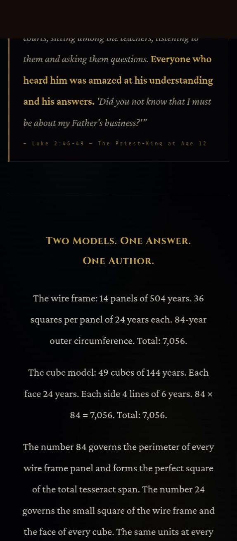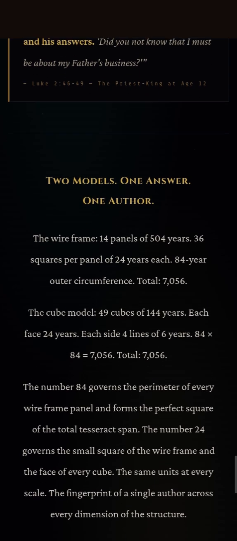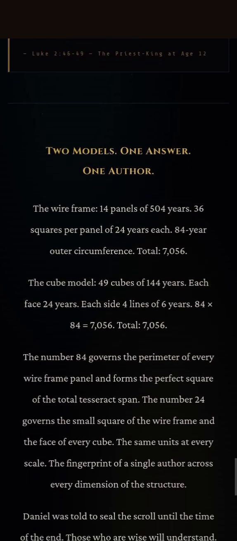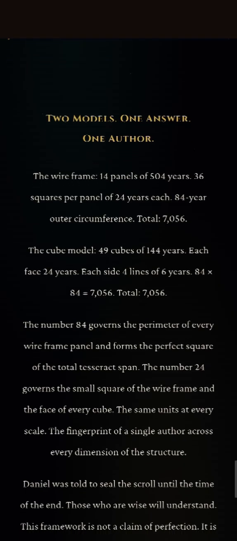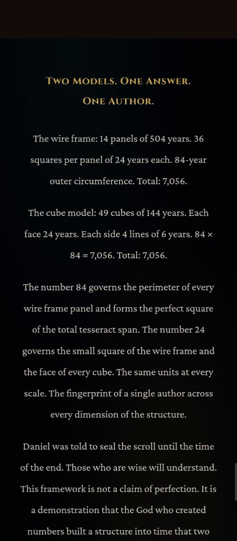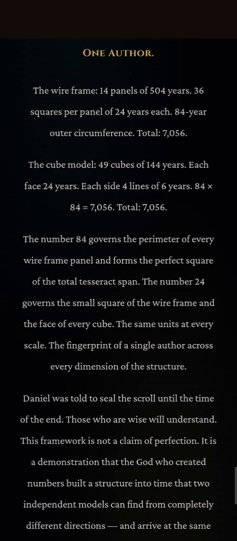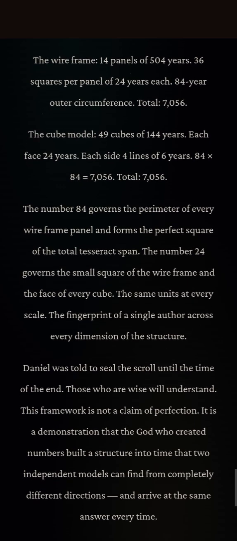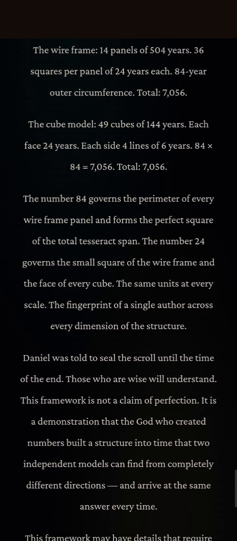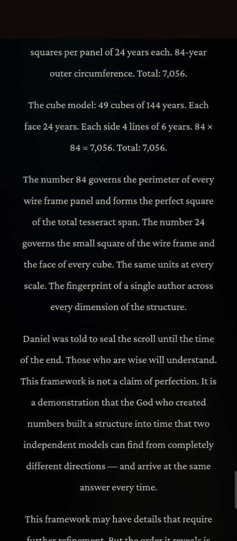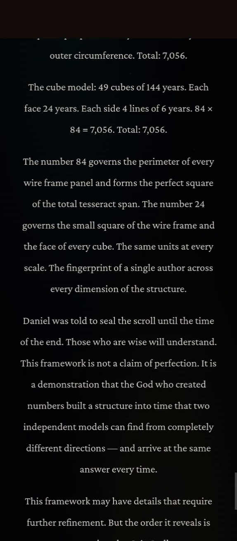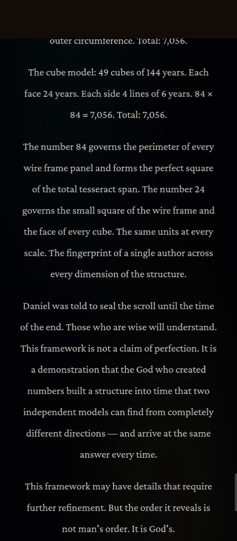Both models arrive at 7056. Both reveal 3 priest-king eras of 2016 years. Both show 1008 years remaining. The wireframe perimeter is 84 years per panel. The cube total is 84 times 84. The face of every cube and the square of every wireframe panel is 24 years.